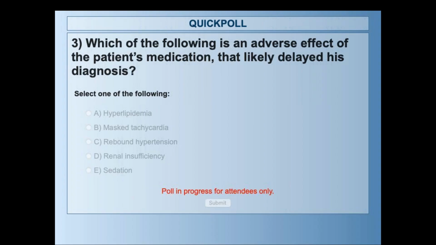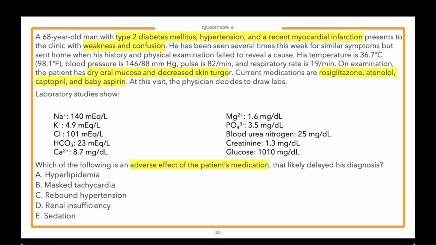We had about 72% of you vote, so I'm going to go ahead and close the poll and share the results. A little over half of you went with renal insufficiency. About 1 out of 5 went with masked tachycardia. Some of you went with rebound hypertension and hyperlipidemia, and a couple of you were thinking sedation. So let's hide the results and share the answer.